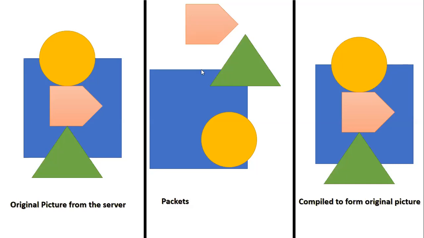It's just broken into different pieces. It doesn't really matter how they got to the final destination. The first one can get there last, and the last one can get there first. But when they get to their destination, they have to recompile. They have to reconfigure back to the original form they were requested.